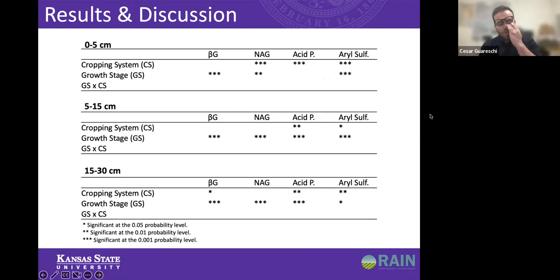So going through the results and discussion, you can see a table for each one of the depths. At the topsoil, 0 to 5 centimeters, we have significance for the cropping systems and the growth stages. For the other 2 soil layers, 5 to 15 and 15 to 30, we have less significance for the cropping systems and more significance across all the enzymes for growth stage from the culture.